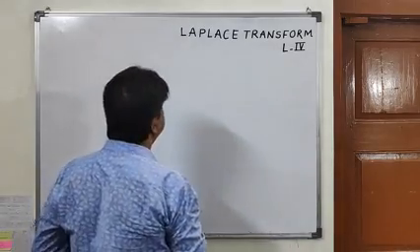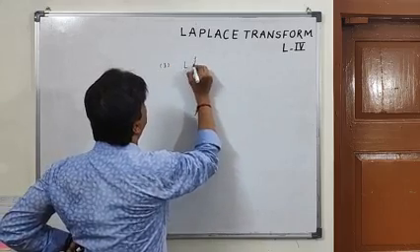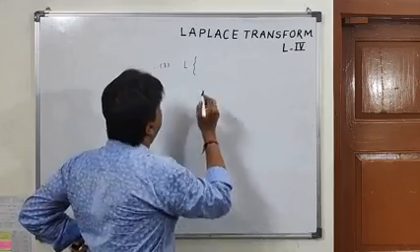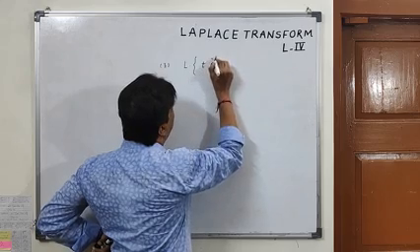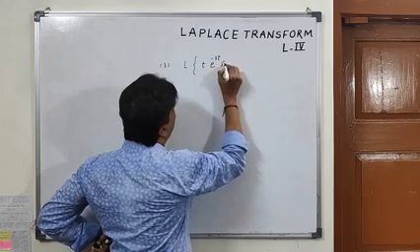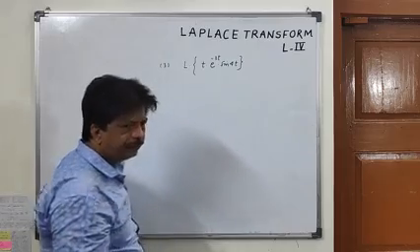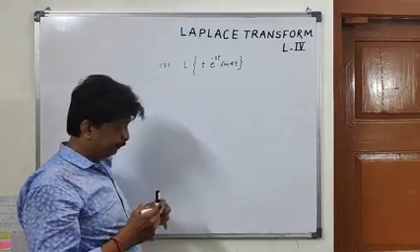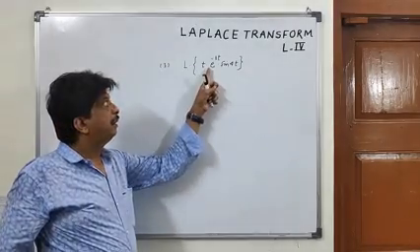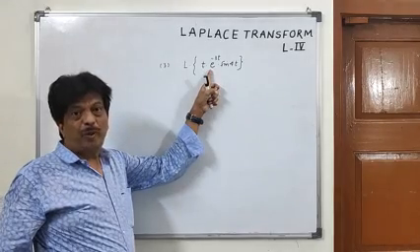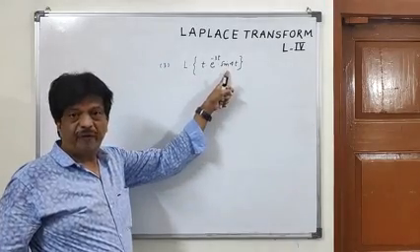Third example. Laplace transform of t into e raised to power minus 3t into sine of 4t. Here, I am using the multiplication by t property. Multiplication by e raised to power minus 3t is the first shift property. So sine of 4t is f of t here.